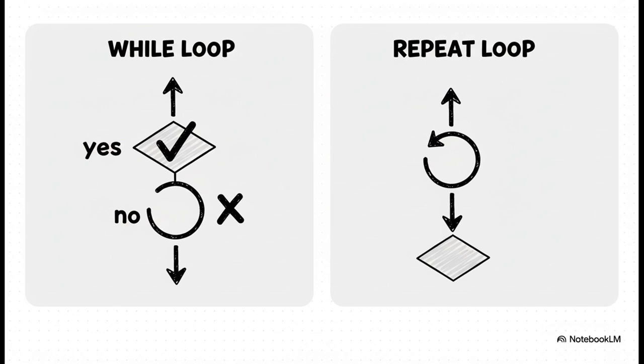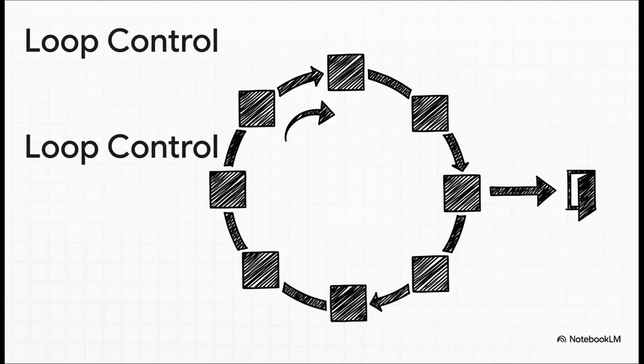A while loop checks its condition before it does anything. So if that condition is false right from the start, the loop won't even run once. But a repeat loop runs the code first, and then it checks the condition at the end. This guarantees it will always run at least one time. That difference is critical.